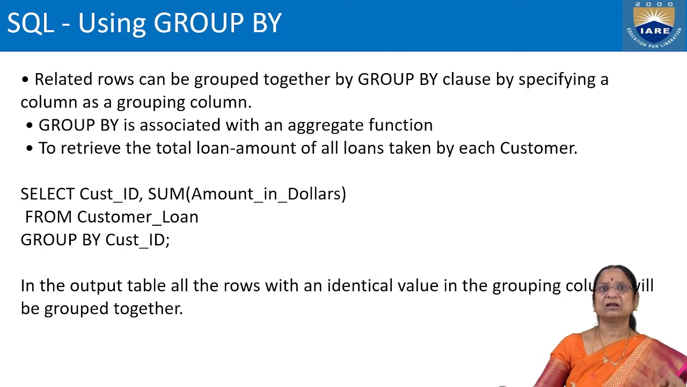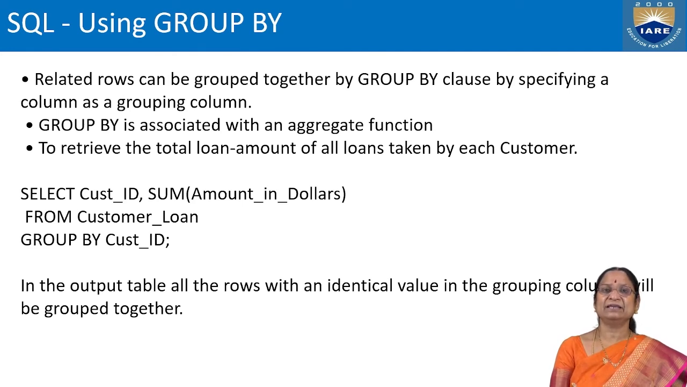Okay. So we will use this group by clause associated with aggregate functions. What is the purpose of this group by clause? Rows can be grouped together by the group by clause by specifying a column as a grouping column. Grouping column means it will group down. Group by is associated with an aggregate function, remember all of us. That means group by must always be associated with an aggregate function.